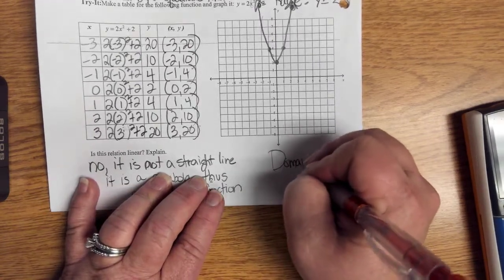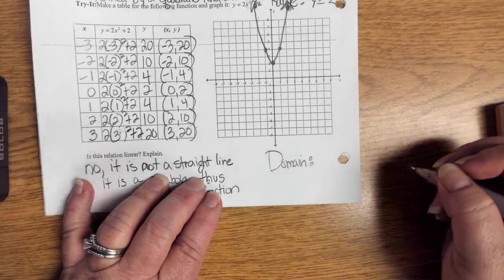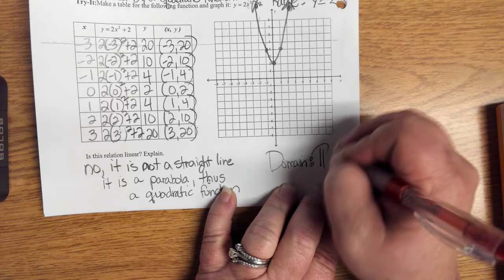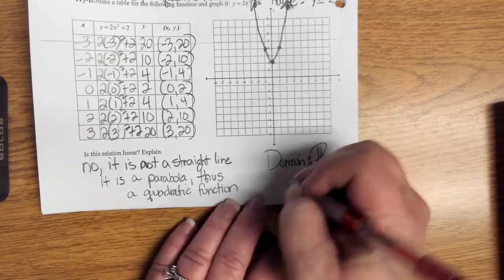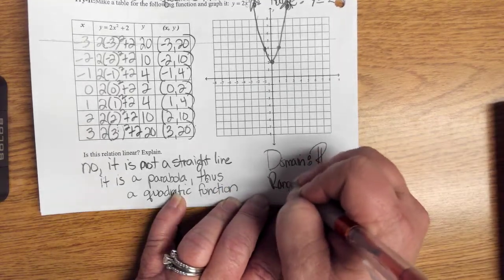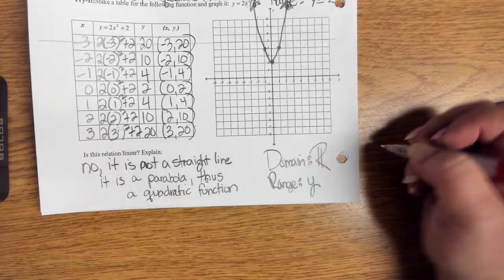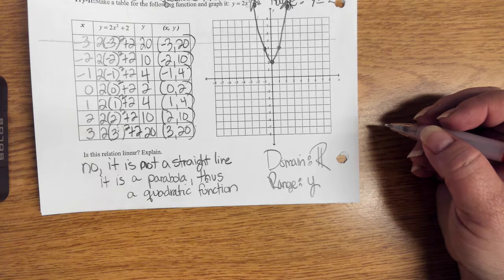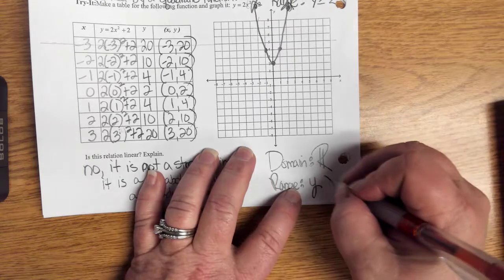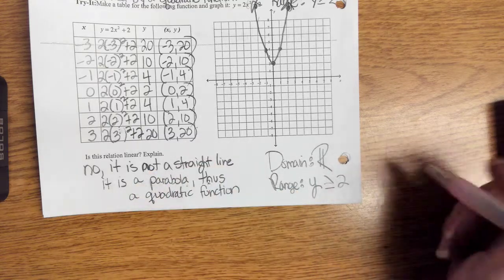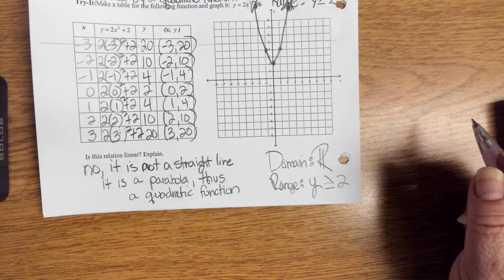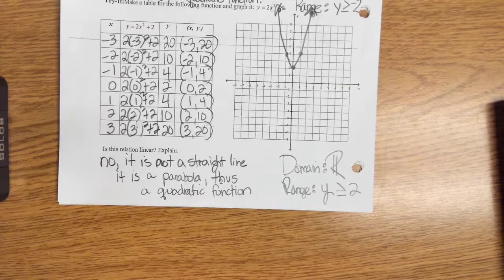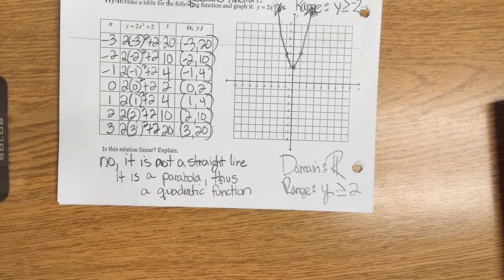Okay, here's the big question. What's my domain? The set of all real numbers. And my range is going to be y what? Greater than or equal to 2. Okay. Everybody got that? Okay, I'll hold off for a sec.